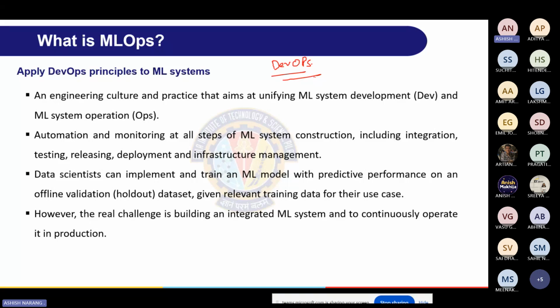So this is all about the lines which are written here. This is all what I've spoken. So automation and monitoring of all steps of ML system construction, including integration, testing, releasing, deployment, and infrastructure management. All this has to be included within MLOps, right?